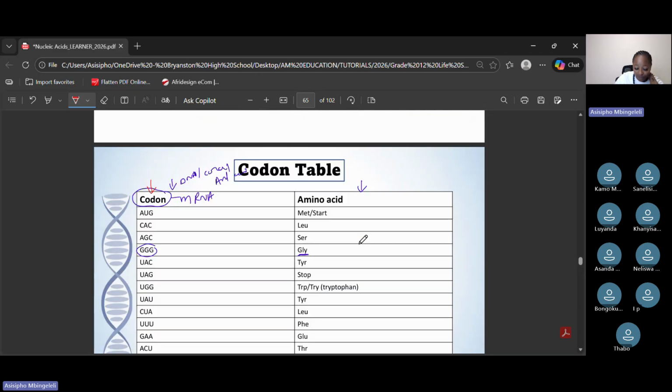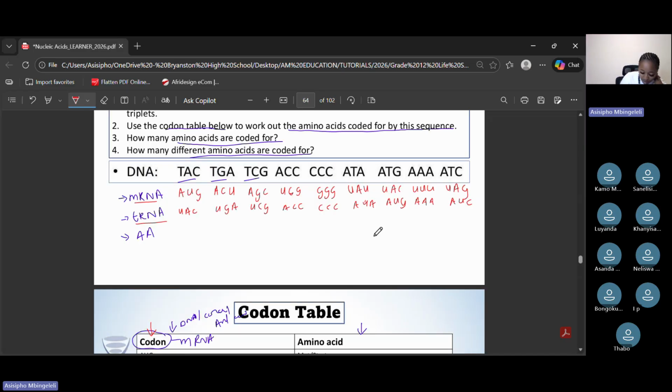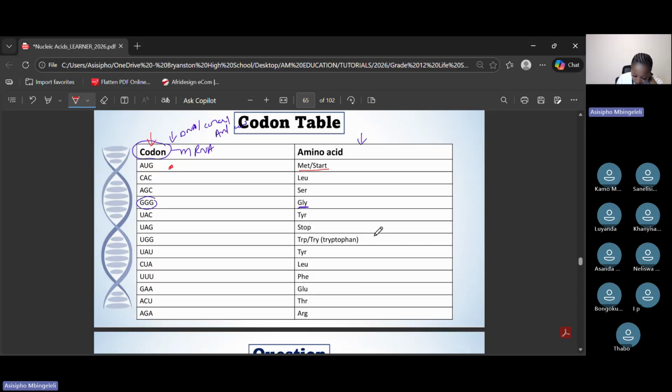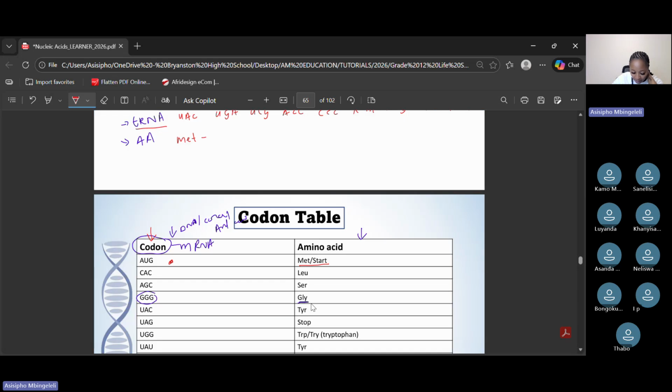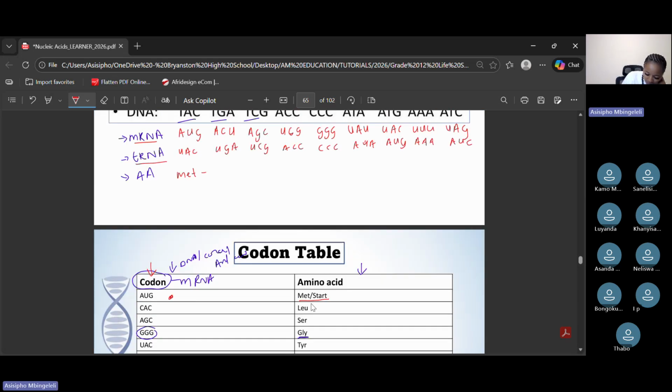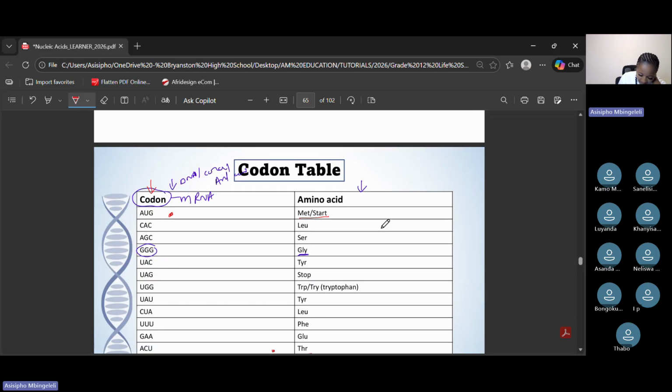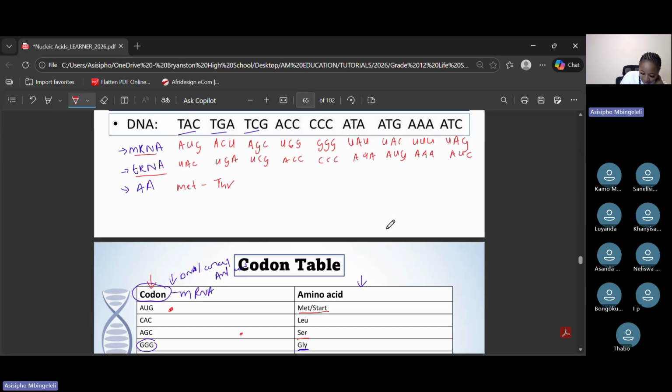I'm going to look for it. There is AUG. What is the name of the amino acid? MET or START. It's the same thing. So I write it down here, MET, then dash. Then ACU, I go and I look for ACU. There is ACU. We are given THR. Okay, then the next one, AGC. I'm looking for AGC. There is AGC. The name of the amino acid, SER.